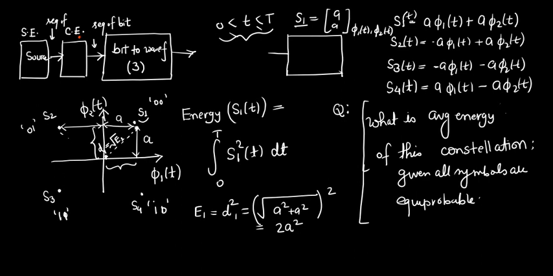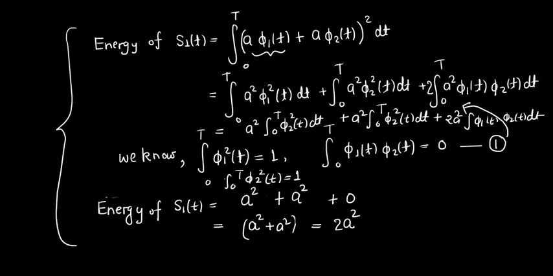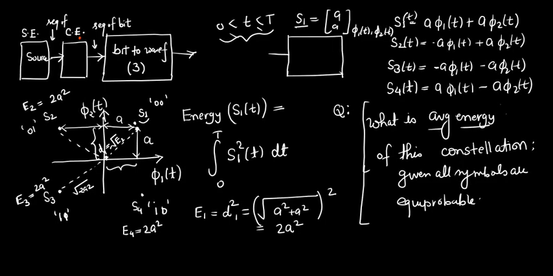Similarly, what is the energy of this E2? If E2 is the energy of this point, क्या होगा? Same होगा. Very good. So 2a square, this distance is under root 2a square, therefore energy of S3T is also 2a square, energy of E4 is also 2a square. So now the question has asked average energy. So average energy.